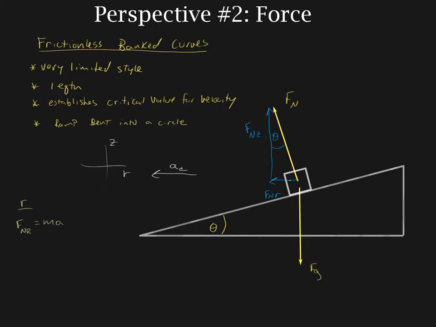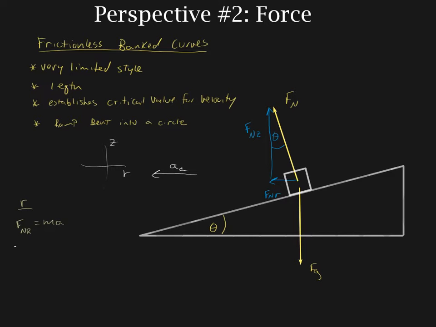In our old coordinate system, it would have been negative because it was pointing left. But you see, we're pointing towards the center of the circle, and that's what matters. So it's actually in the positive dimension. So we have Fn radial is equal to ma. And in order to get this in terms of Fn, which would presumably be a known quantity, what we're going to do is the radial dimension is going to be the sine function because it's opposite our angle.